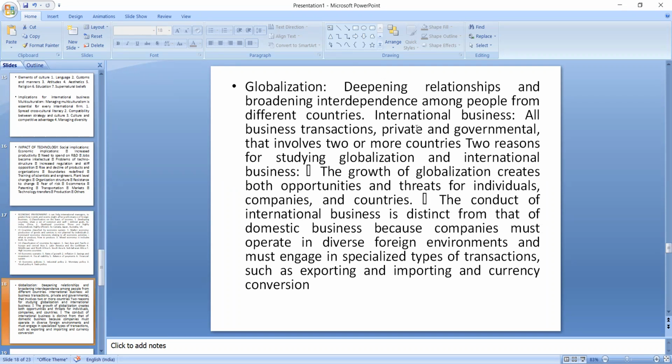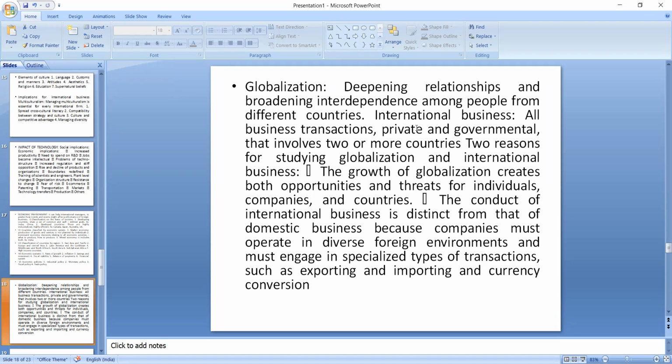So again, for globalization and international business, we already discussed globalization. Once again, we see this deepening the relationship and broadening interdependence among people from different countries. International business is all business transactions, private and government, that involve two or more countries. Two reasons for studying globalization and international business: the growth of globalization creates both opportunities and threats for individuals, companies, and countries.